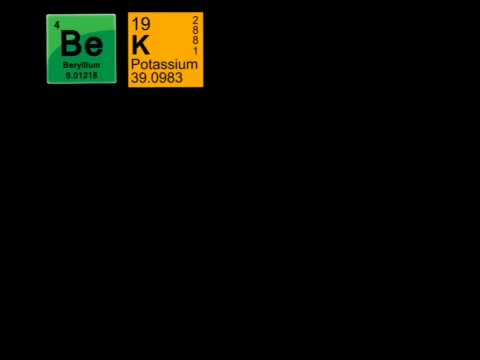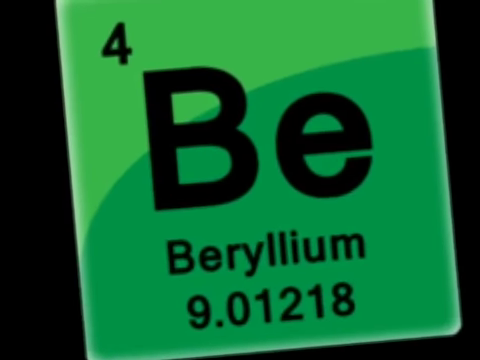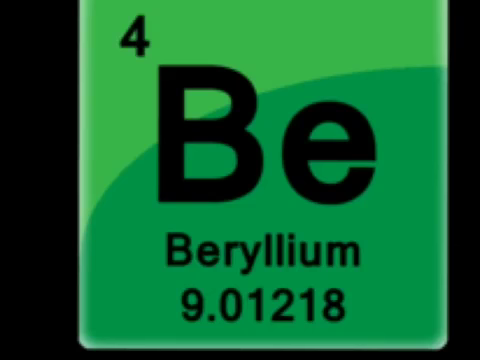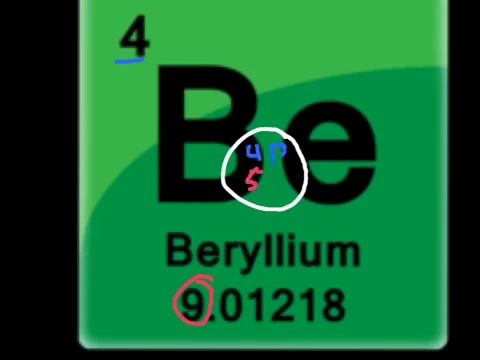Alright, so we're starting off with beryllium. I'm going to pull that and maximize that. As you can see, beryllium has 4 protons, and because it has 4 protons, you're going to subtract 4 from 9, and you're going to end up with 5 neutrons. So let's start off by drawing the nucleus, which is right there. And then we're going to have 4 protons and 5 neutrons in the nucleus.